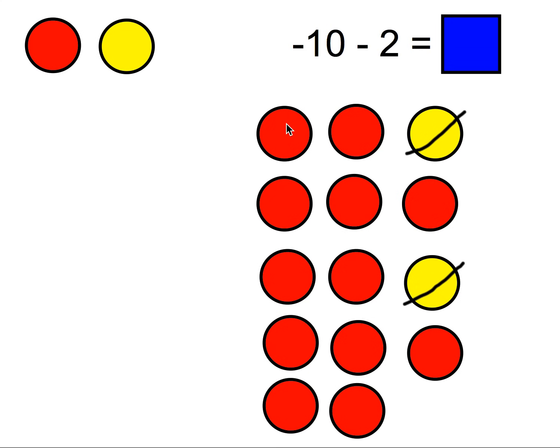which leaves me with 1, 2, 3, 4, 5, 6, 7, 8, 9, 10, 11, 12. 12 red counters, or negative 12. So negative 10 minus 2 is equal to negative 12.